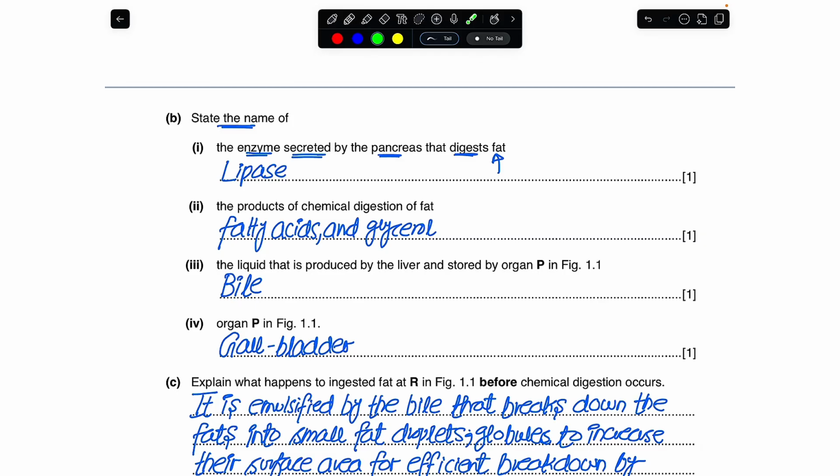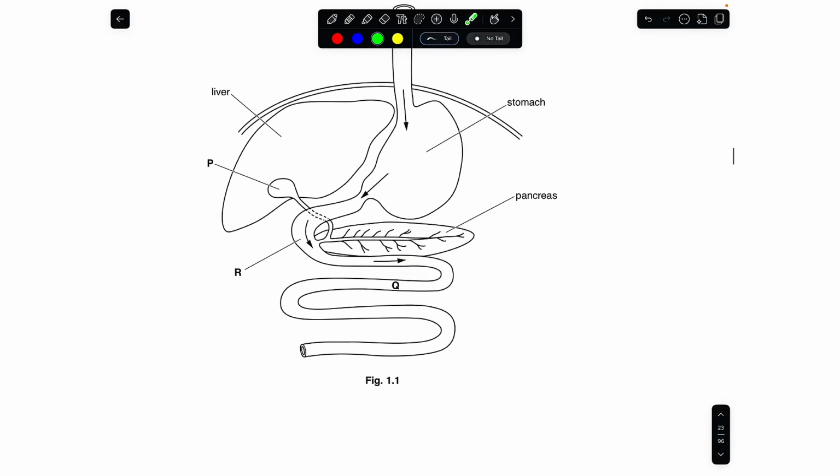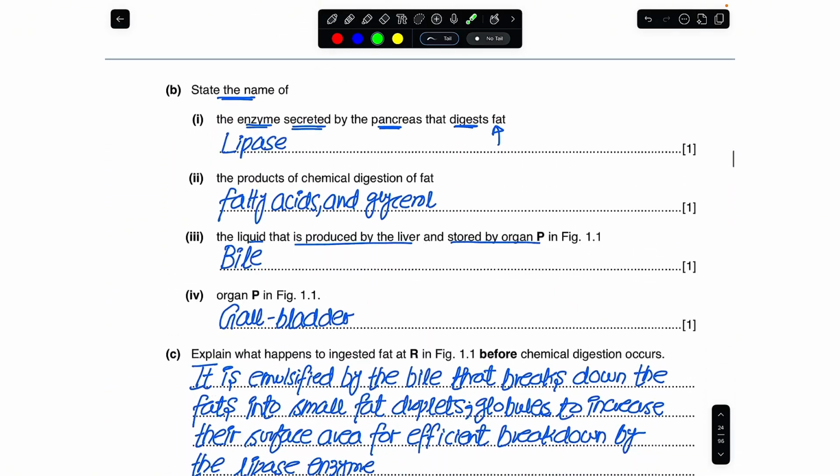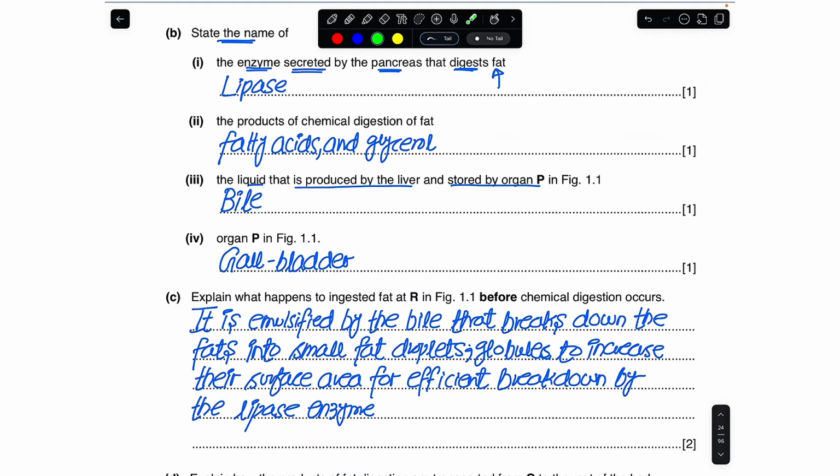For the third, they want you to name the liquid that is produced by the liver and stored by the organ P. The organ P, if you see here, is the gallbladder. The liver produces the bile, and for some short period of time, this is stored here in the gallbladder. So the liquid present within the organ P, the gallbladder, is the bile. And they want you to name the organ P, and as I have indicated above, this is the gallbladder.